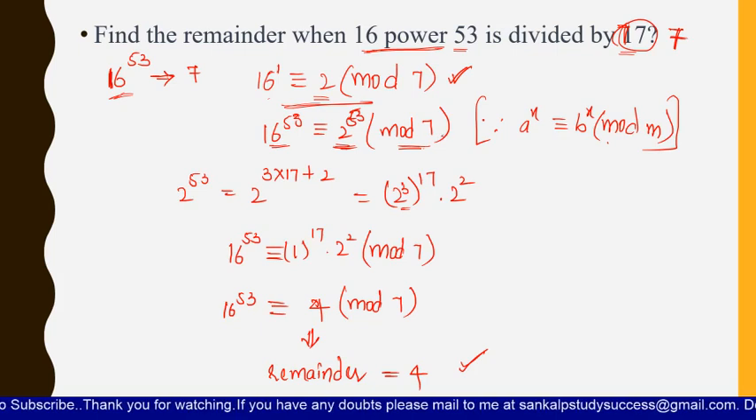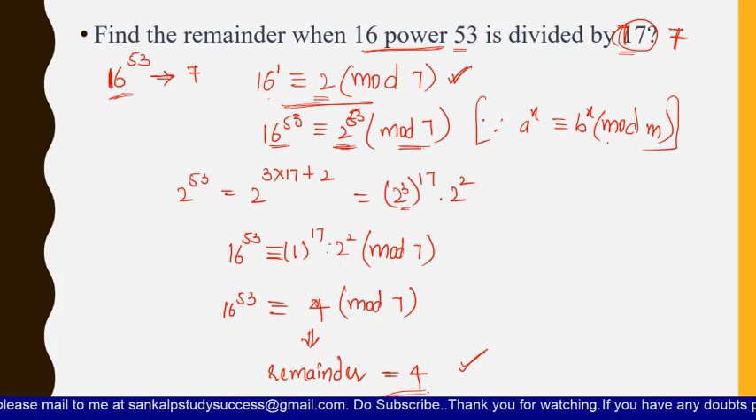8 mod 7, if you divide by 7, then we will get the remainder as 1. So 1 power 17 into 2 square. So 1 power 17 is nothing but 1. So there is no need to consider it, because if you multiply 1 with any number, you will get the same number itself. So 2 square is nothing but 4. 4 mod 7. So you will get the remainder as 4 in this case. So this is the problem.